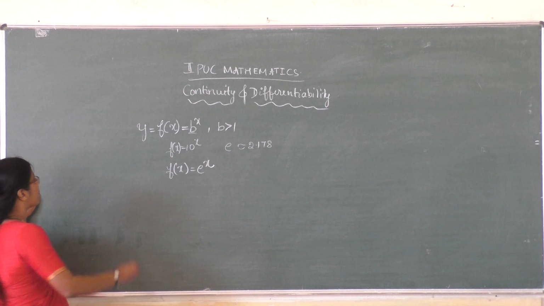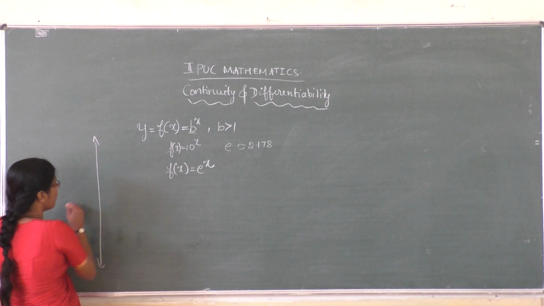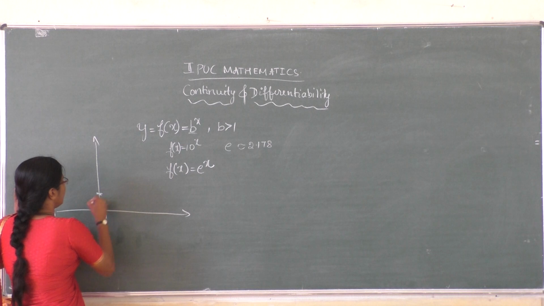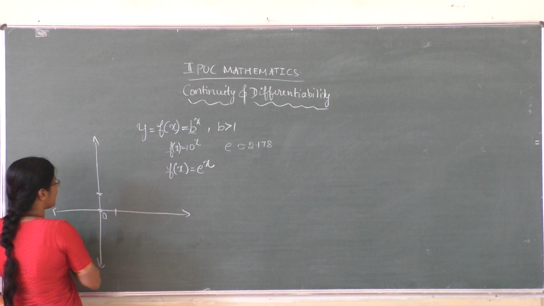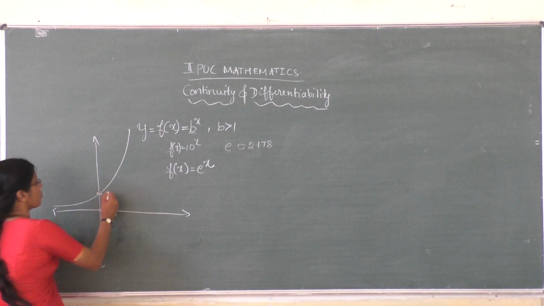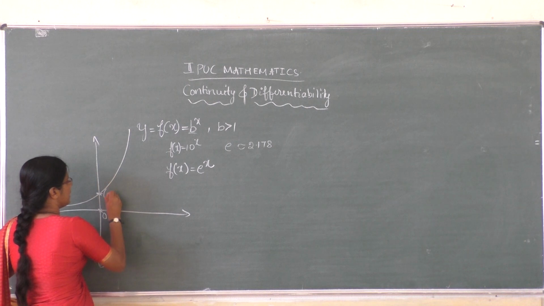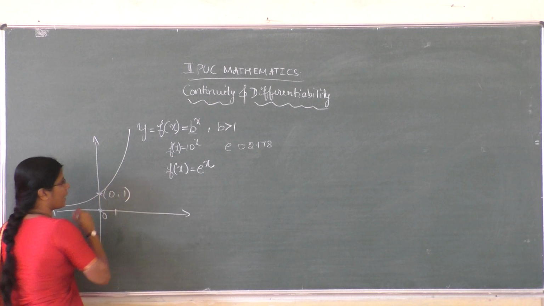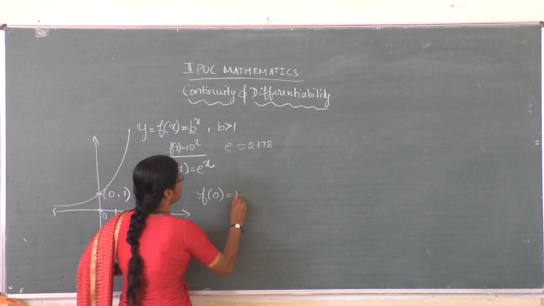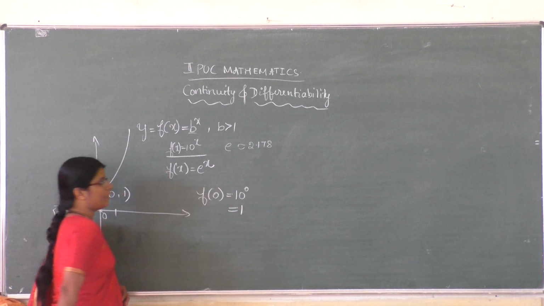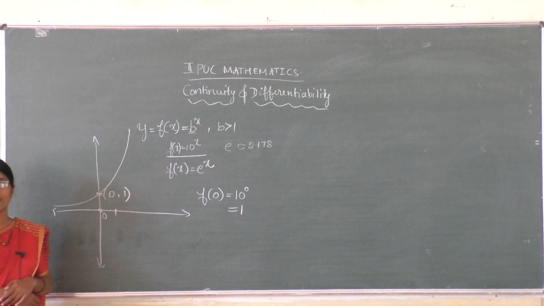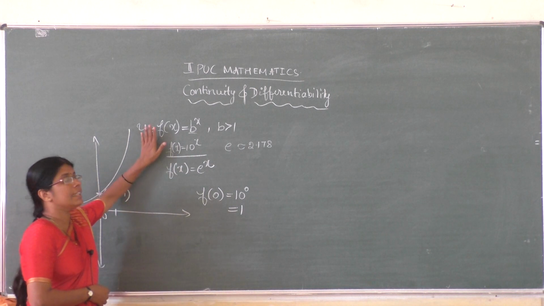Suppose we take f of x is equal to 10 to the power x. Here we have to consider the graph of this 10 to the power x. The graph is like this. This point is 0, 1. That is, if you put f of 0, that is equal to 10 to the power 0, and that equals 1. Some properties of this exponential function we have to consider.